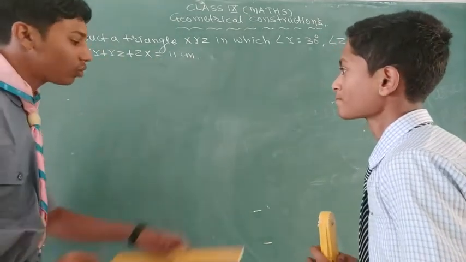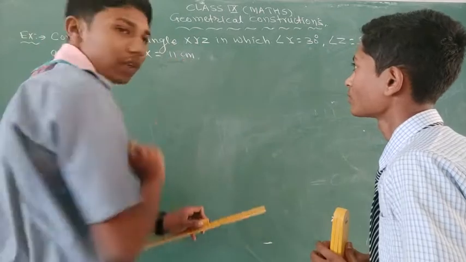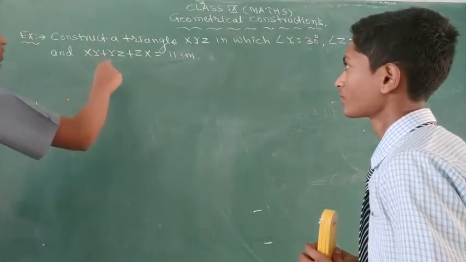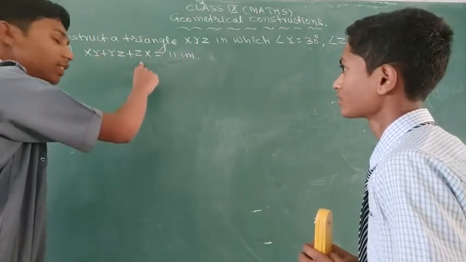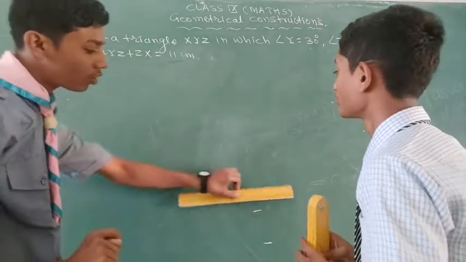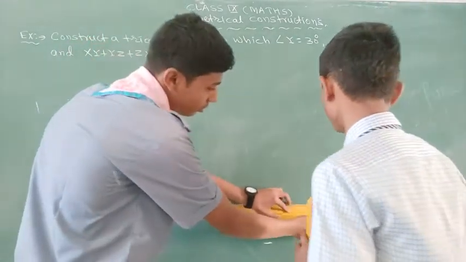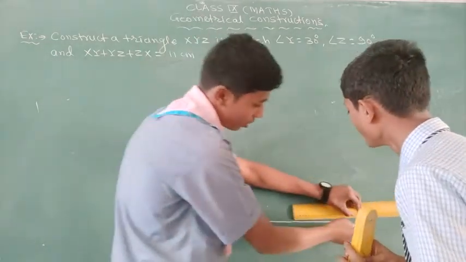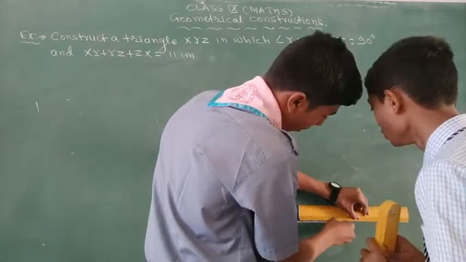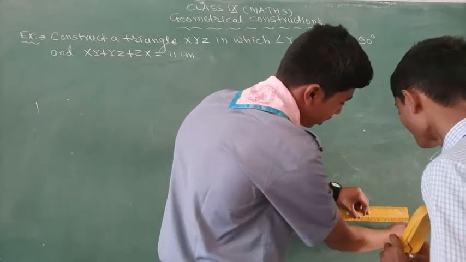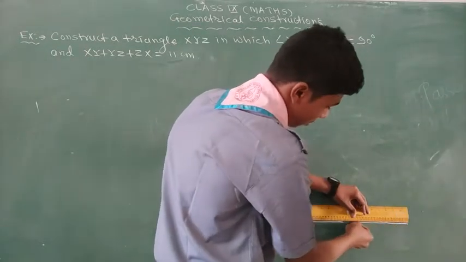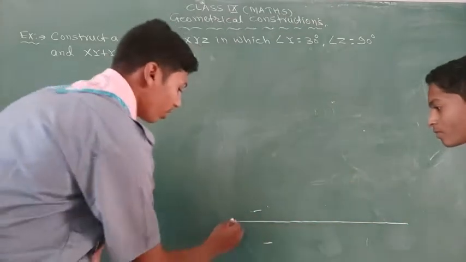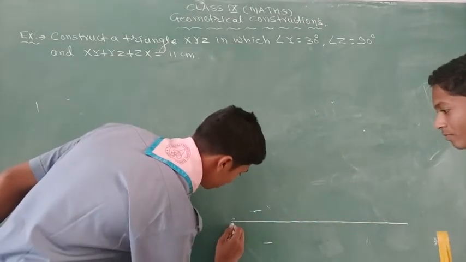First of all, we have to draw a line segment of 11 centimeters, since XY plus YZ plus ZX is equal to 11 centimeters. We have to draw it first. Draw a line segment of 11 centimeters. We will name it PQ.